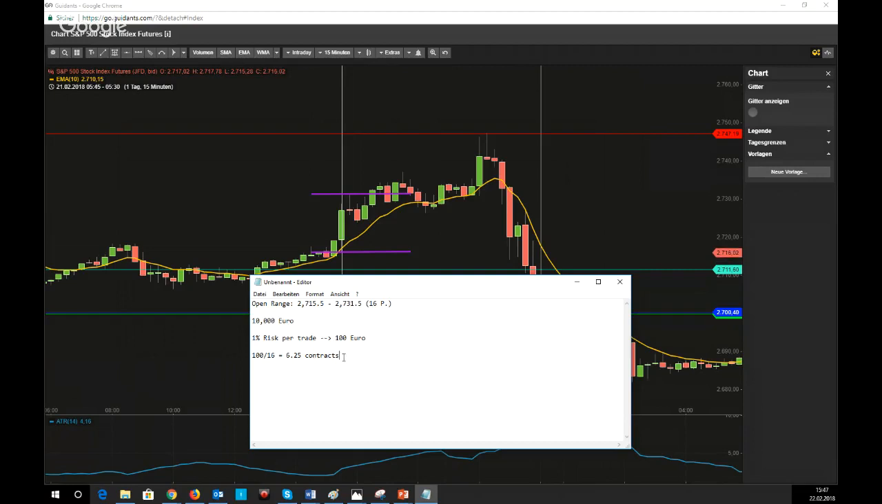Now, what we can say, even though this, in fact, doesn't really matter, what I just did here, just to show you how to calculate position size, but I put this here in brackets. So what I want to refer to is the following.